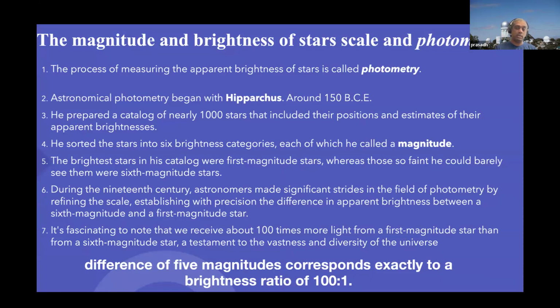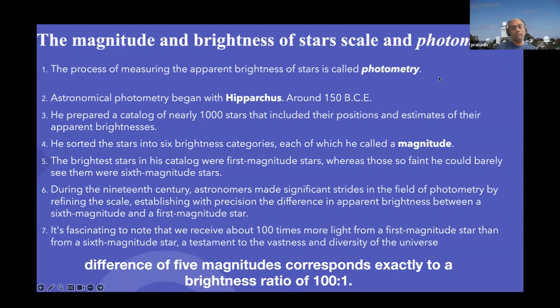There was an astronomer called Hipparchus, and his name was actually used for that satellite as well. He was the first one to measure the brightness of stars. Basically, he looked at the sky and recorded how bright a particular star is. That's what he did, right?